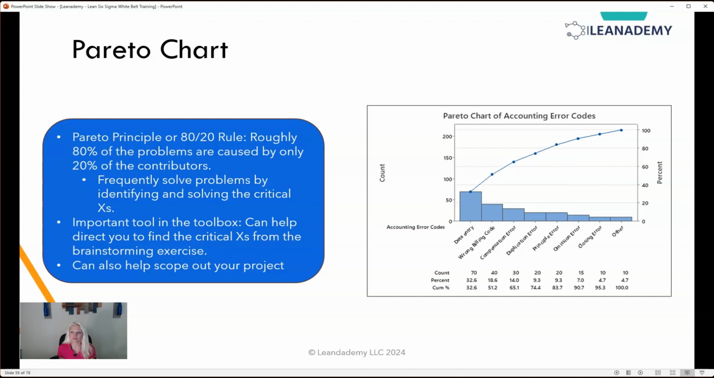Say you have many different business units that you need to take a look at, maybe within accounting, as an example. Maybe you just do a deep dive into the different business units, and maybe you scope your project just to look at those different business units that are causing most of the pain, right? So remember, 80% of the problems are caused by only 20% of the contributors. So think about that, your critical X's.